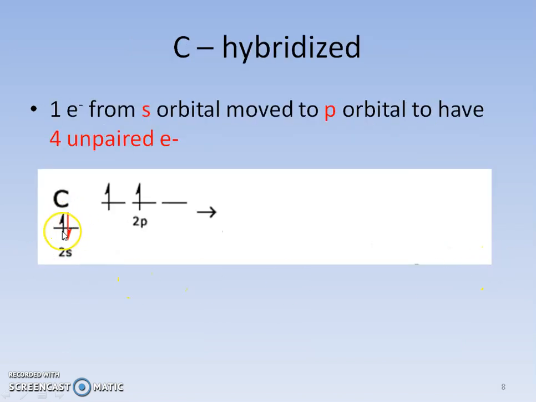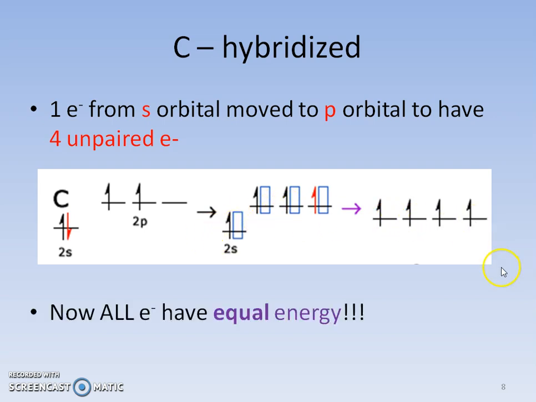So what happens is this 1 electron from the 2s orbital is going to jump up. It's going to go from the 2s energy to the 2p energy, and now look at this. We have 4 empty spots for 4 single electrons to make 4 single bonds. And we know that that happens. Now when that happens, the energy from here to here actually goes into 1. They now all have equal amounts of energy.